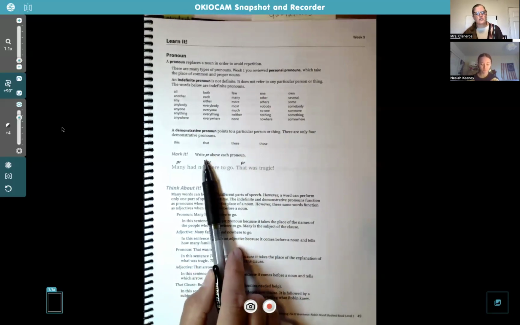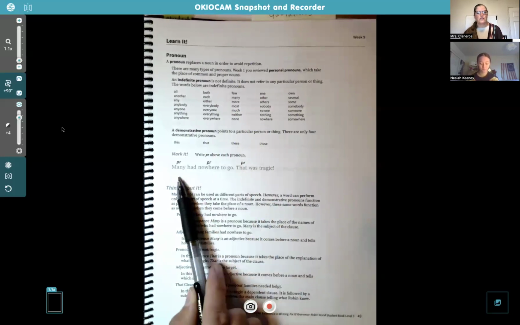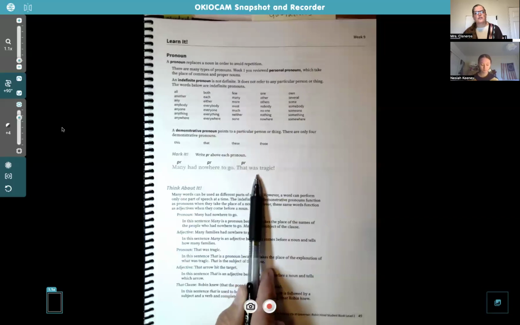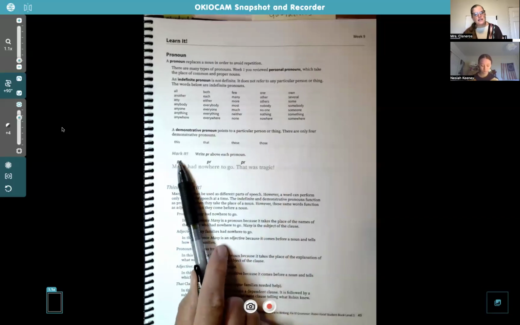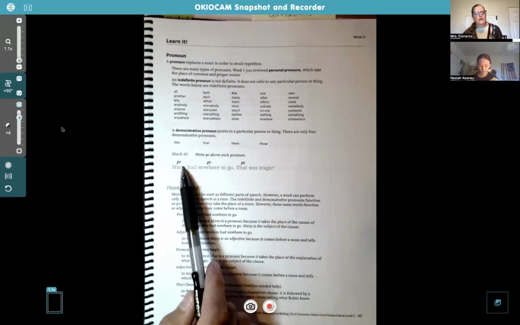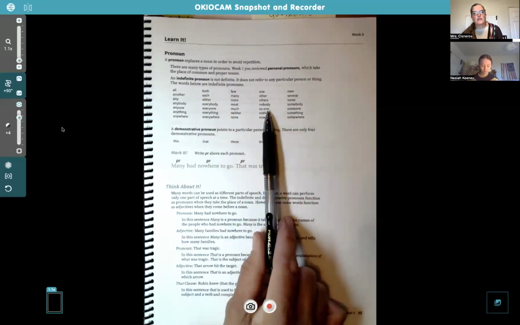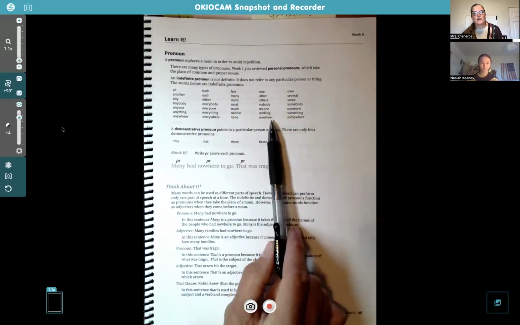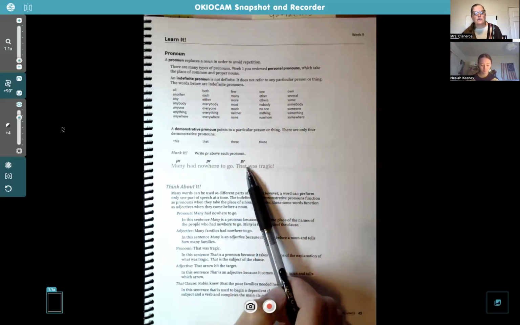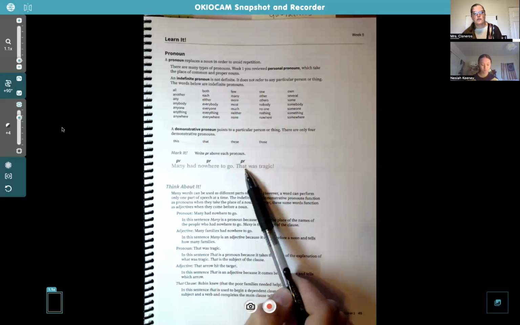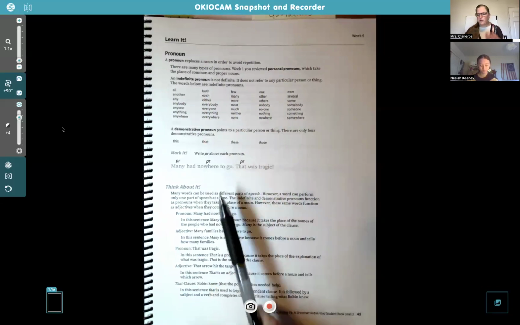And still, you're going to just write PR above each pronoun. So look at the example here. Many had nowhere to go. That was tragic. So we've got many, which is one of those indefinite pronouns. Nowhere is also an indefinite pronoun. And then that was tragic. That's going to be a demonstrative pronoun. So these are now PR for pronoun.